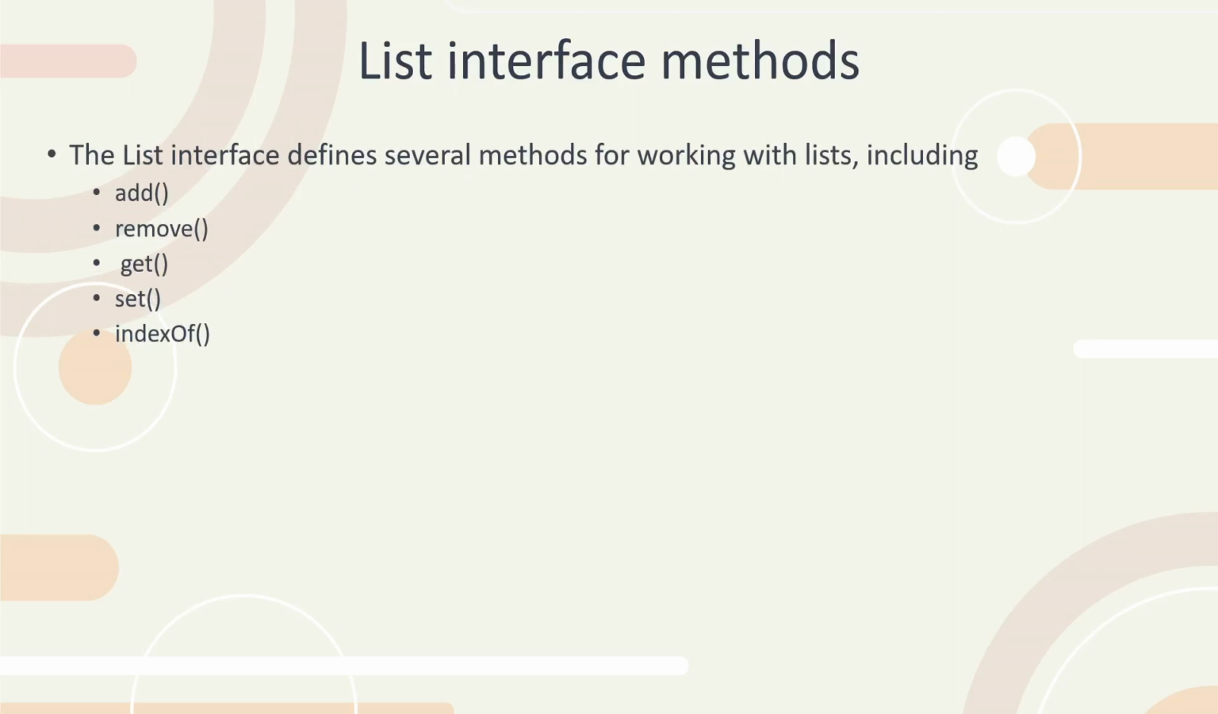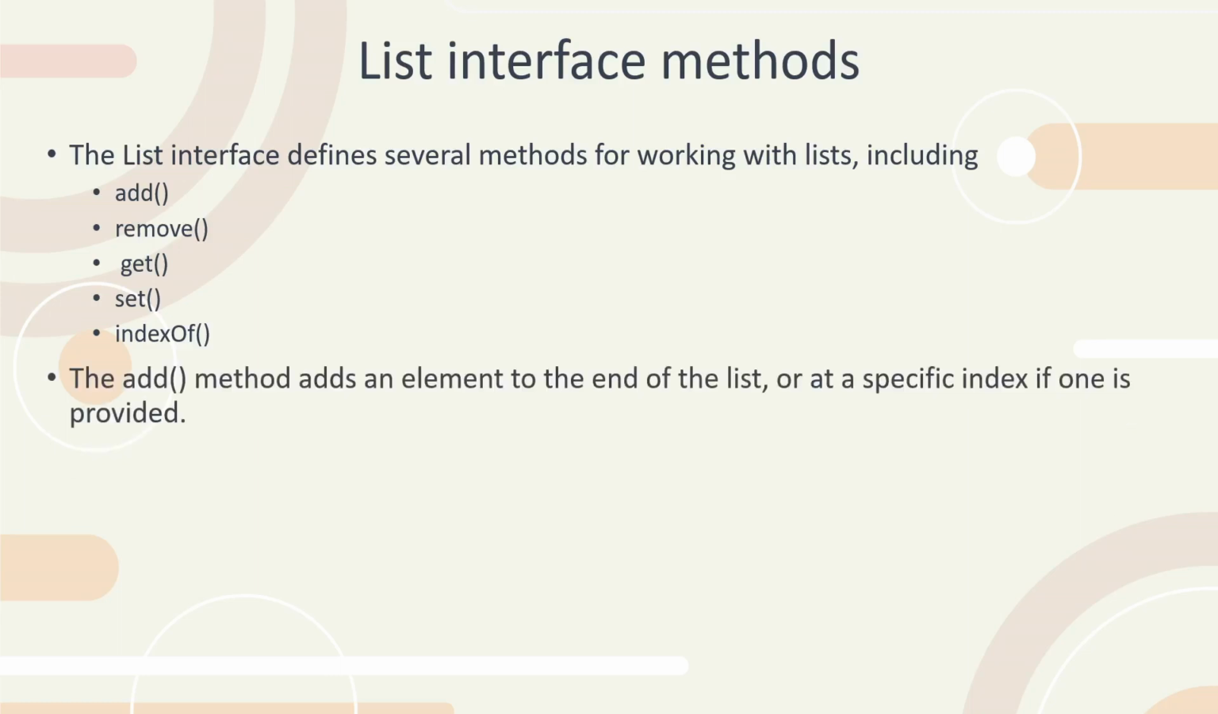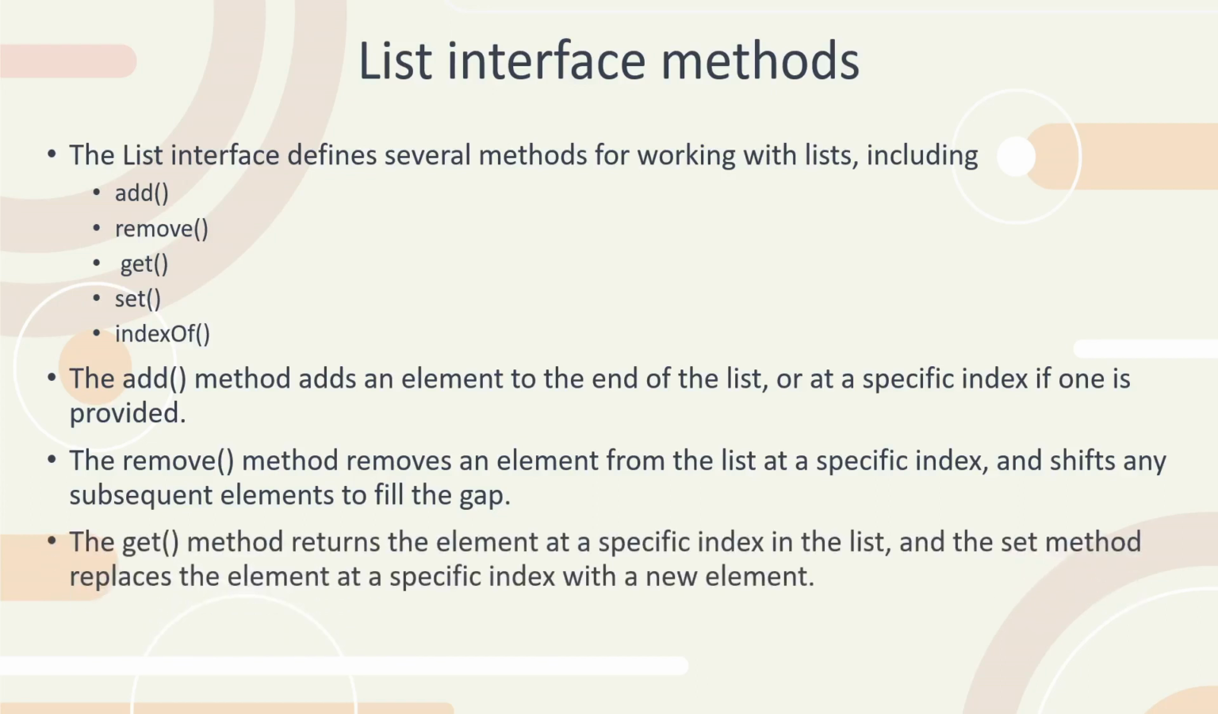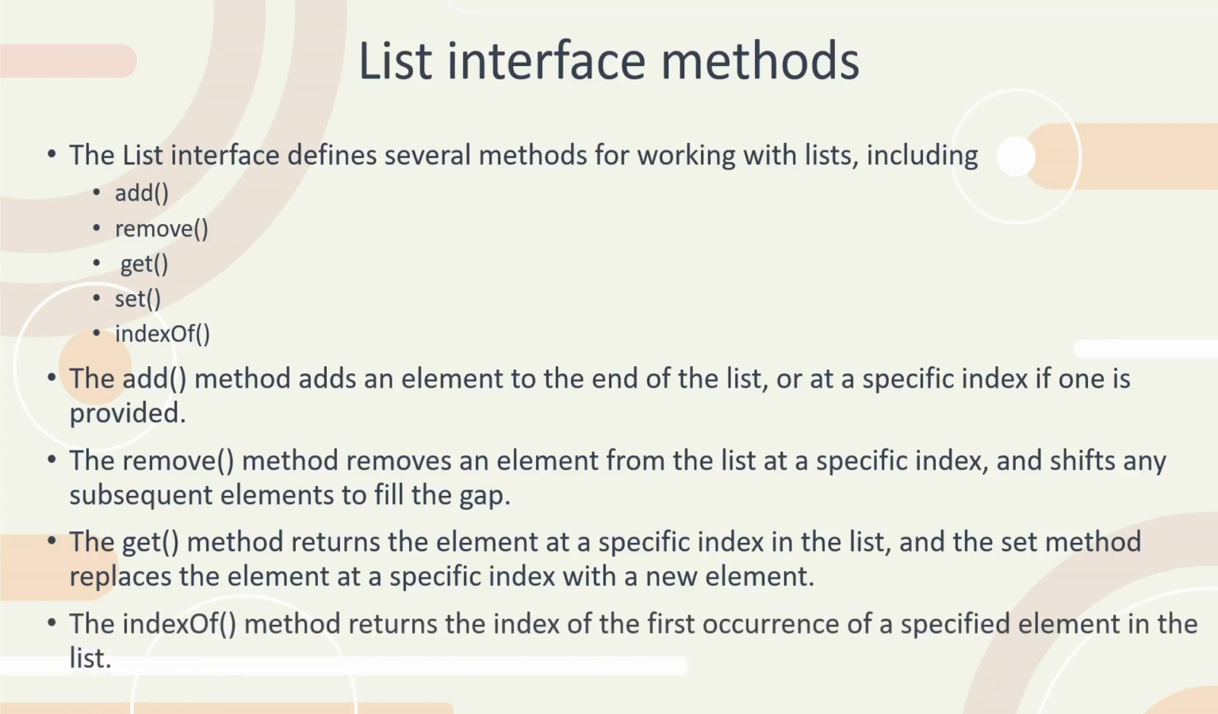So the List interface defines several methods for working with lists. Some of them are add, remove, get, set and indexOf. The add method adds an element to the end of the list, or at a specific index if one is provided. The remove method removes an element from the list at a specific index and shifts any subsequent elements to fill the gap. The get method returns the element at a specific index in the list, and the set method replaces the element at a specific index with a new element. The indexOf method returns the index of the first occurrence of a specified element in the list.